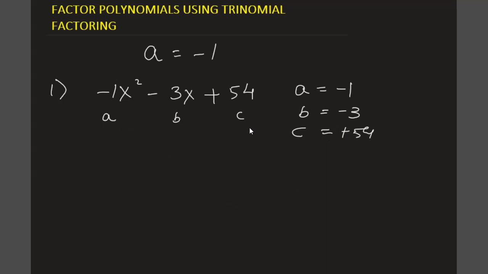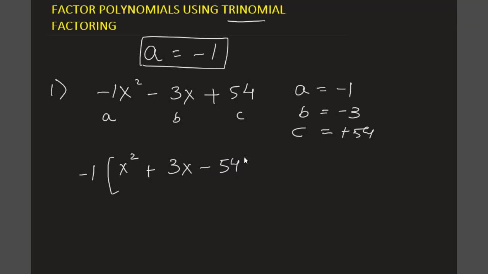Before finding the product of a and c, we would first factor this negative sign out so that my a becomes positive. So that will be my first step if my a is -1 in a trinomial. Whenever I factor out -1, I would be left with a positive x squared, a positive 3x, a minus 54. So all that is going to happen when you factor your -1 out is that for each term of your polynomial, the signs would flip. So this was a negative, becomes a positive. This was a negative, becomes a positive. This was a positive, becomes a negative.